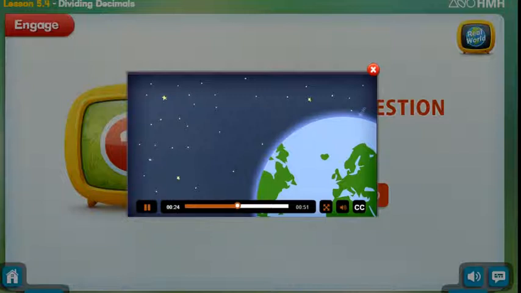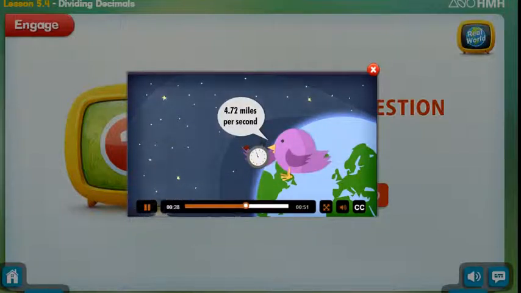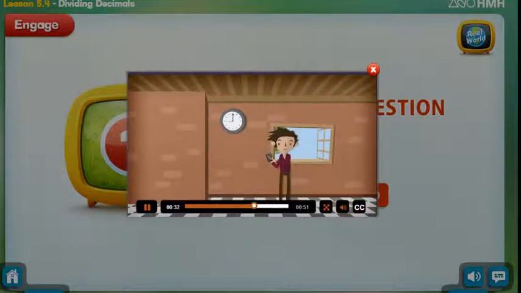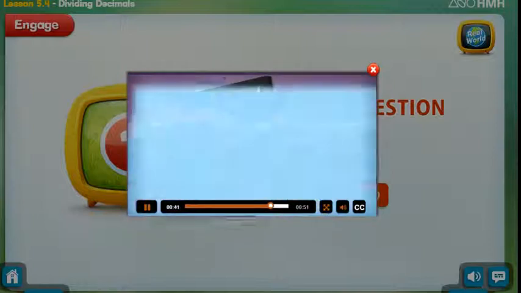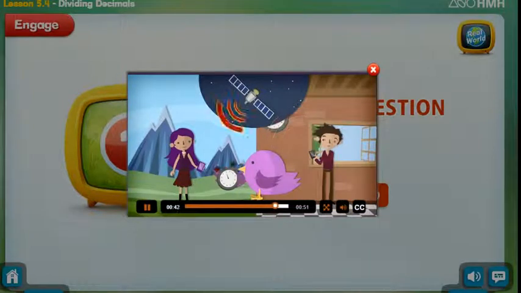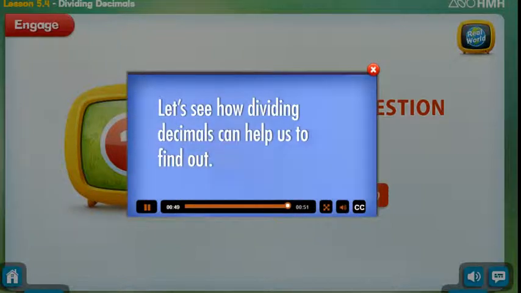Satellites in low Earth orbit zip around our planet at about 4.72 miles per second. Pretty speedy, huh? So, when Luke sends Sarah a text message, the satellite that relays the message travels 16.52 miles before Sarah gets the message. Can you figure out how long it took the text to go from Luke's phone to Sarah's phone? Let's see how dividing decimals can help us to find out.